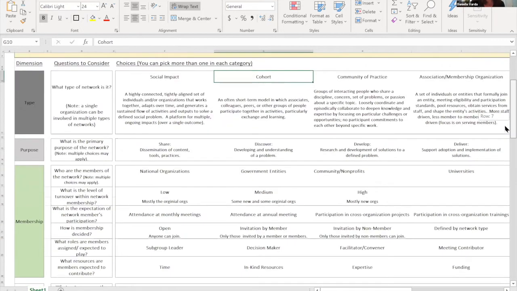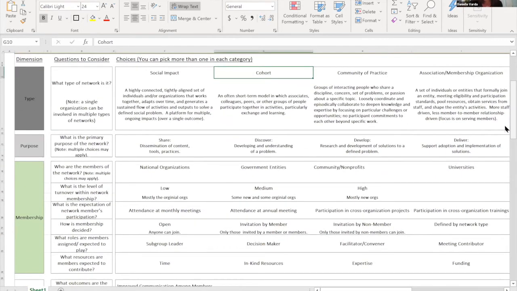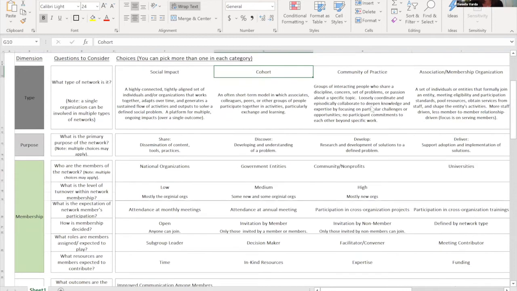So I'm going to go through this. Let me pause for just one second. Does anyone have any questions at this point that would be helpful for me to pause?